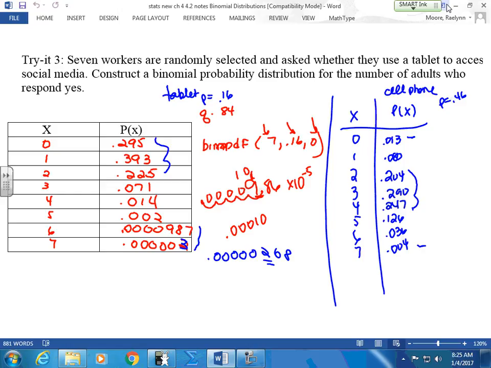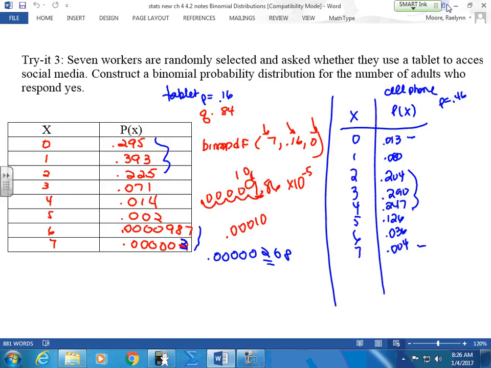What's it saying to you that 0 people said yes on the tablet? Why is that a stronger probability than 0 people saying yes on the cell phone? Because there's far less of them. I would expect less people to say 0 on the tablet, wouldn't I? What is the percentage that they're going to say yes? Only 16%. There's only a 16% chance that they're going to say yes. So therefore, most of them are going to answer me no. So the fact that I get zeros, yeah, that's a higher probability. I get 0 people out of 7 that are going to say yes. I would expect that because it's such a low probability that they will say yes.